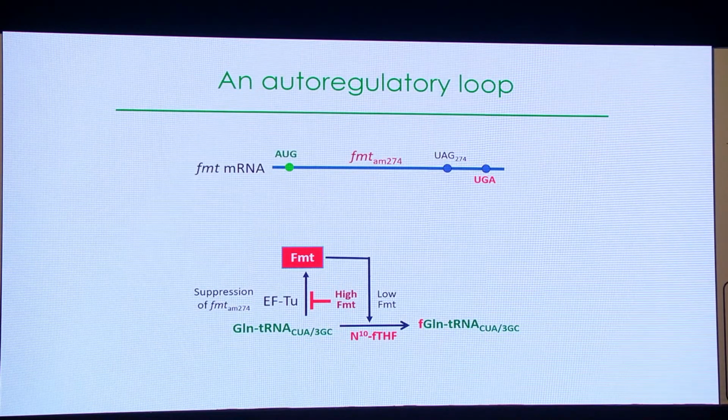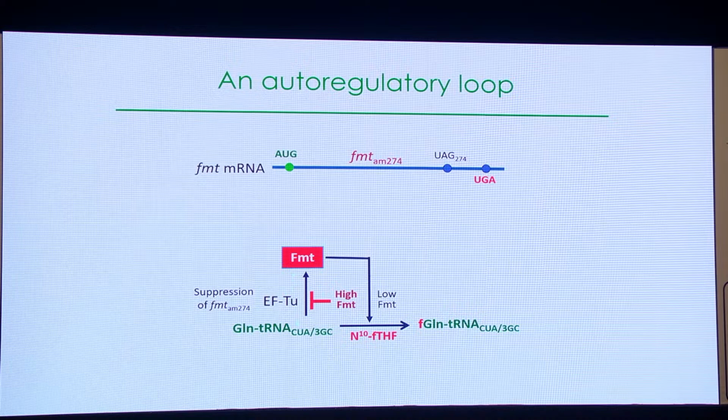Another thing that we have done here is we have actually shown that there is some sort of autoregulatory loop that is established in the FMT mutation. So this is the pathway that we have: aminoacylated tRNA getting formylated with the help of FMT and N10-formyl tetrahydrofolate to give rise to formyl aminoacyl tRNA. If all of the tRNA is formylated, nothing will bind to EFTU, and you will not be able to suppress this AMBER-274 codon. But if there is a very low level of FMT, very little will get formylated.